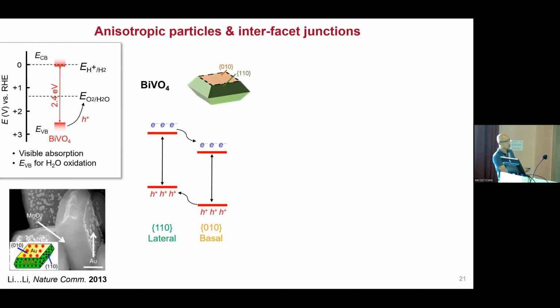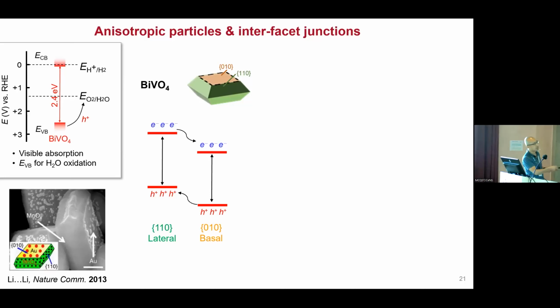It is also known that in bismuth vanadate, these two facets have different work functions, which means they have different energies, where the 110 facet is slightly higher in energy than the 010 facet. So if you excite with light, the electrons tend to accumulate on this basal facet, whereas holes tend to accumulate on this 110 lateral facet. So you have a natural charge separation between different facets. This has been demonstrated by Kelly using bulk SEM imaging.